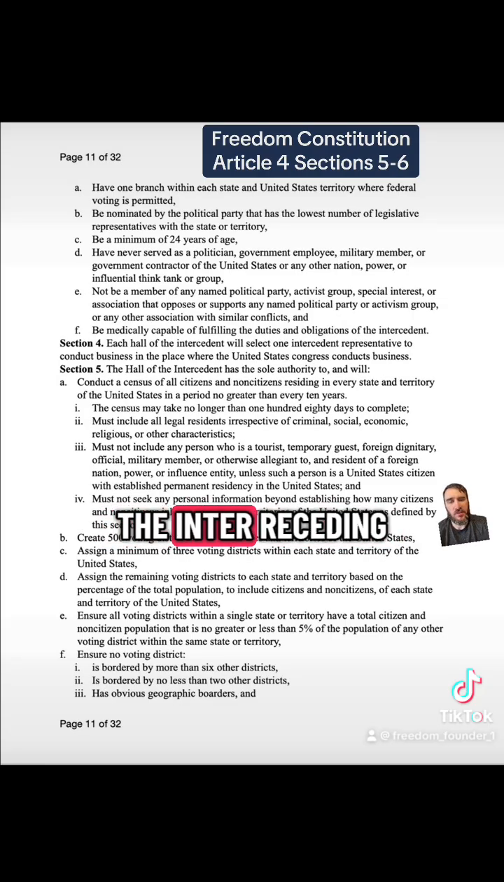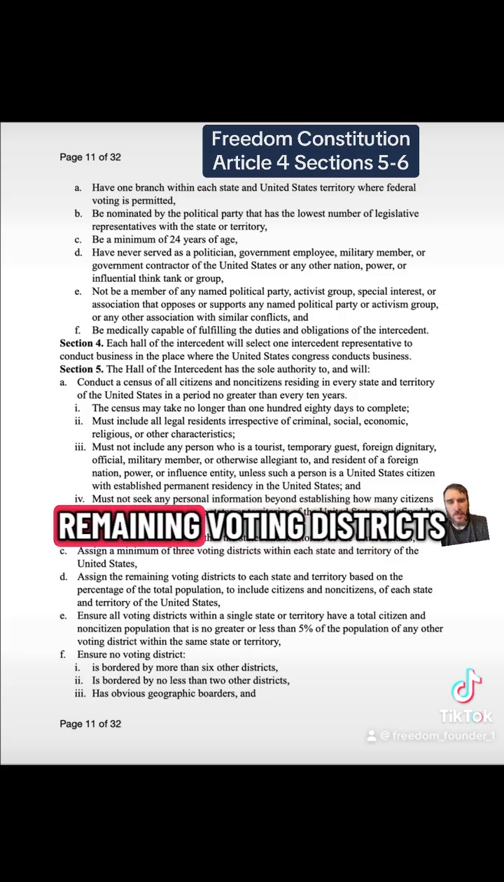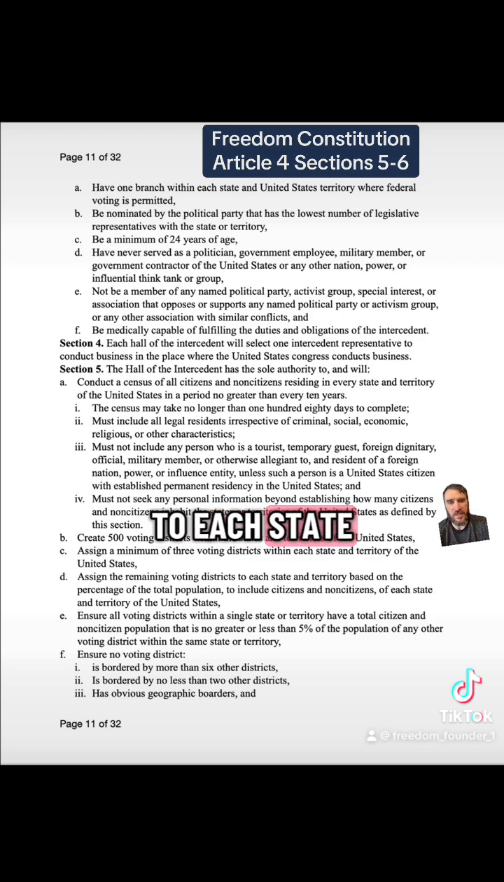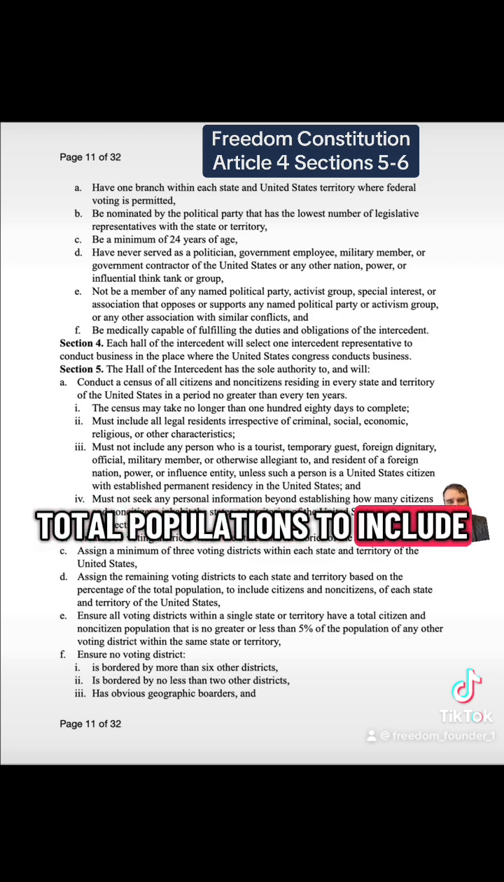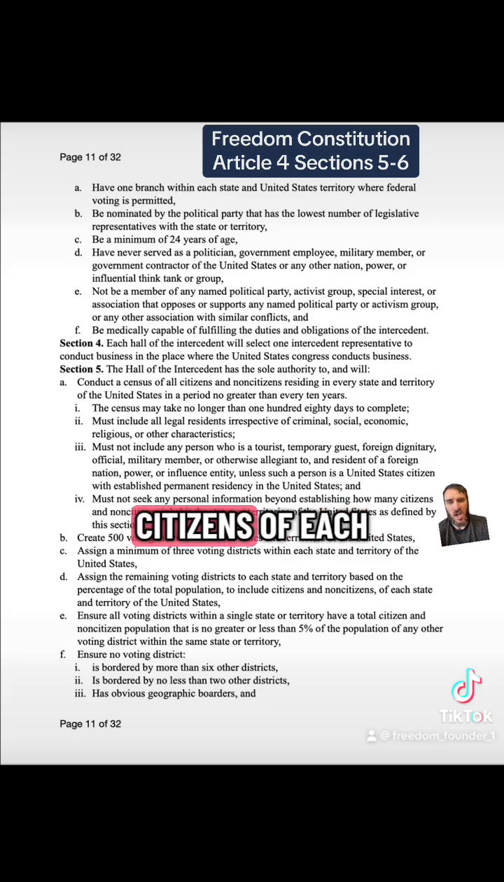The Hall of the Intercedent will create 500 voting districts within the states and territories of the United States and assign a minimum of 3 voting districts to each state and territory of the United States and assign the remaining voting districts to each state and territory based on the percentage of the total populations to include citizens and non-citizens of each state and territory of the United States.